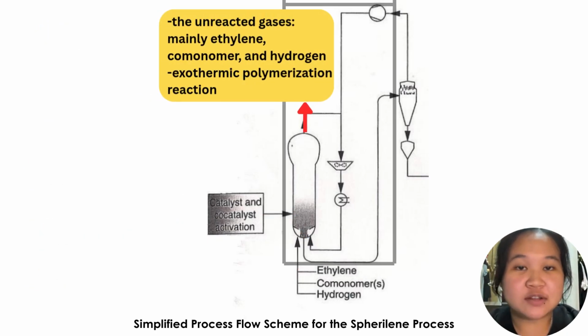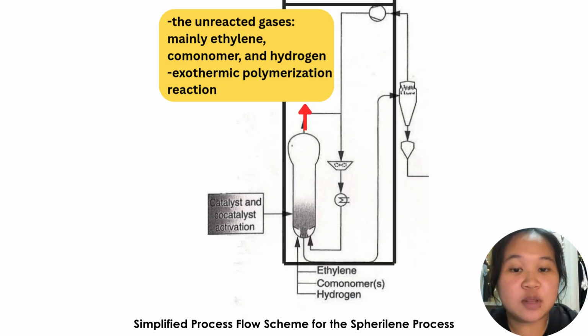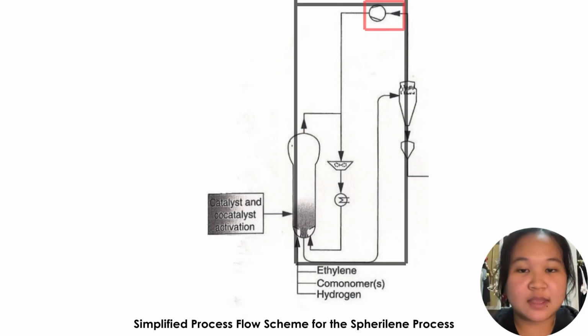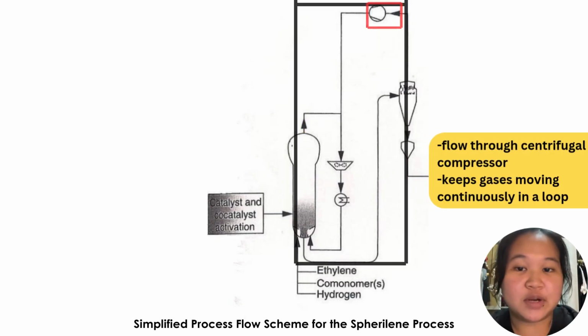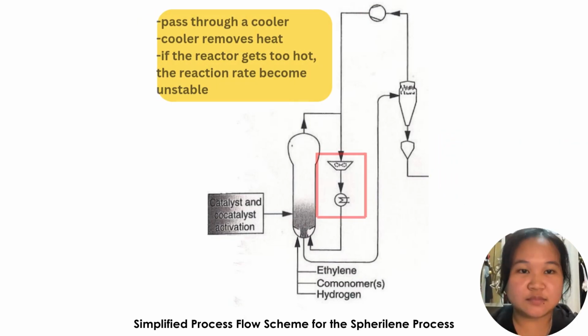At the top of reactor 1, the unreacted gases, mainly ethylene, comonomer, and hydrogen, leave the reactor along with some heat that is produced from the exothermic polymerization reaction. These gases then flow through a centrifugal compressor. The compressor keeps the gases moving continuously in a loop, maintaining a steady circulation throughout the reactor system.